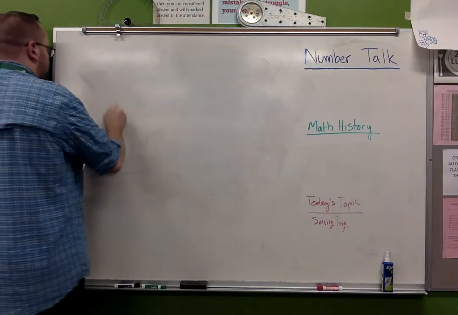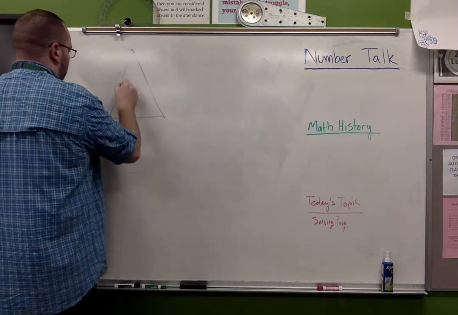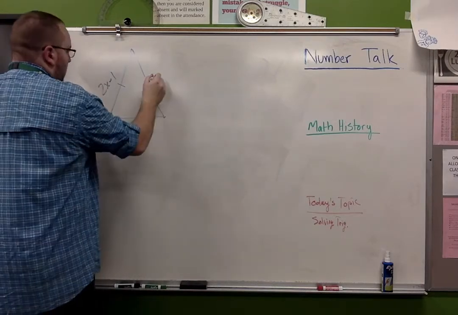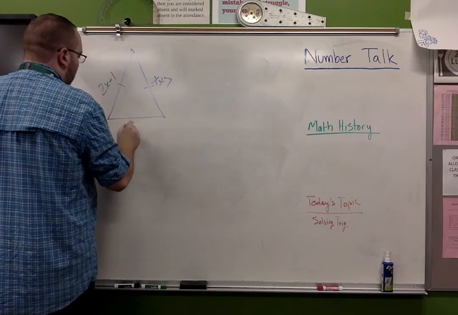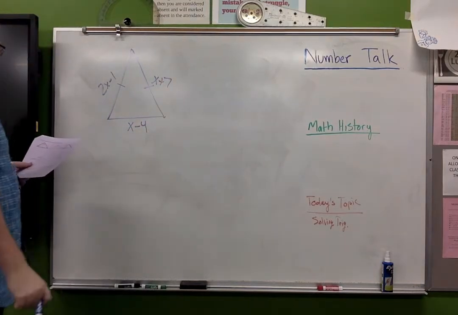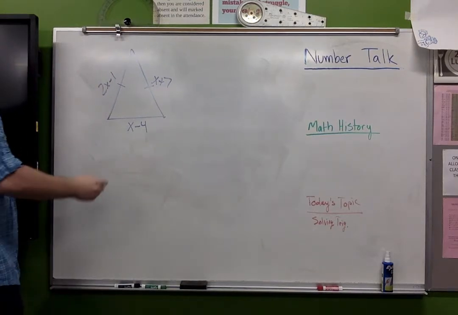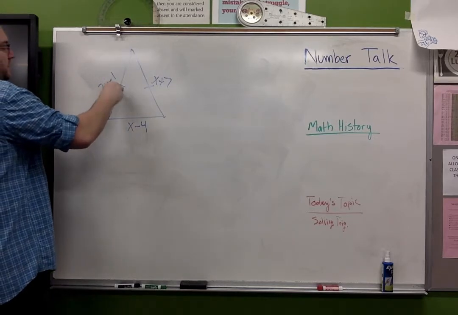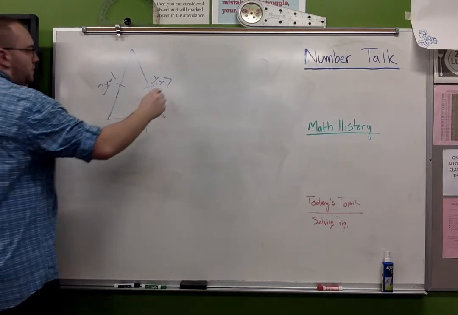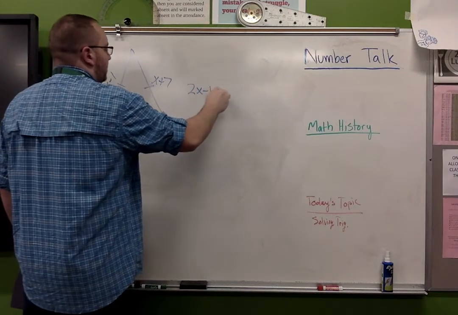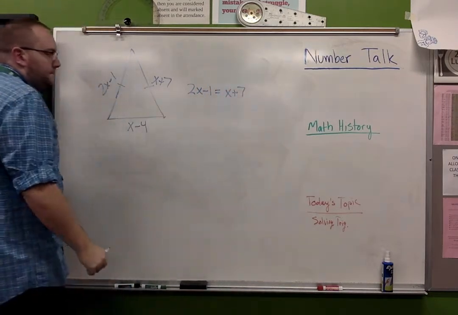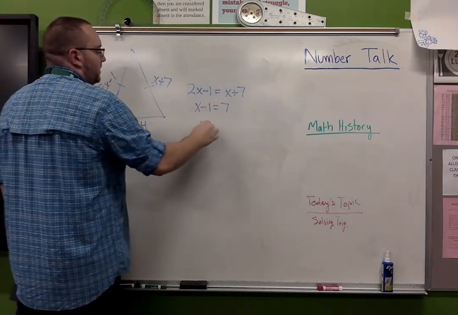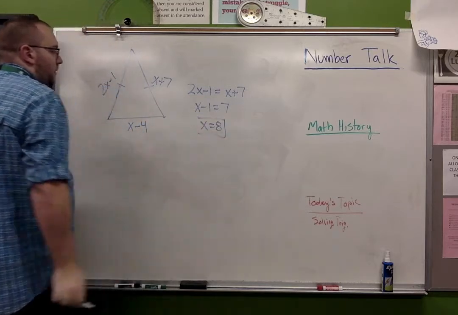Last one here. 2x minus 1, x plus 7, x minus 4. And we want to find out what x equals. Well, we don't even really have to worry about this one. It's a distractor, right? This is an isosceles triangle, so these two sides are congruent to each other. Their measures are equal. So 2x minus 1 is equal to x plus 7. Subtract x both sides, x minus 1 is equal to 7. Add 1 to both sides, x is equal to 8. There's your answer.